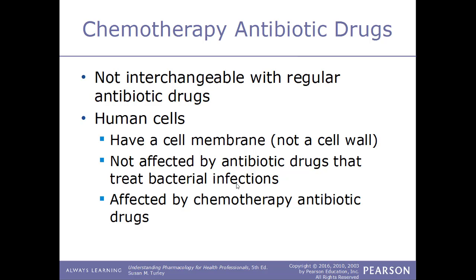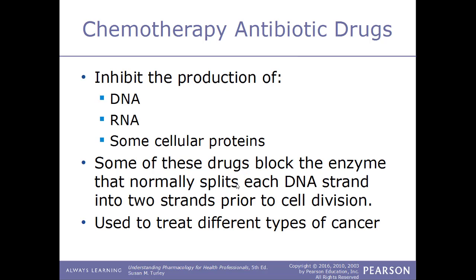Now, these are not interchangeable with regular antibiotic drugs. So if we're talking about a regular human cell, a normal human cell will have a cell membrane, not a cell wall, and a normal human cell is not affected by antibiotic drugs because they're used to treat bacterial infections. But human cells are affected by chemotherapy antibiotic drugs. This class of chemodrugs will inhibit the production of DNA and RNA and some cellular proteins. And some of these drugs will block the enzyme that will normally split the DNA strand into two strands prior to cell division. And this class of chemodrugs is used to treat different types of cancers.